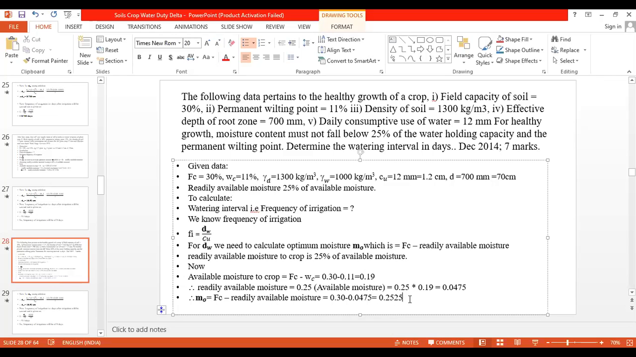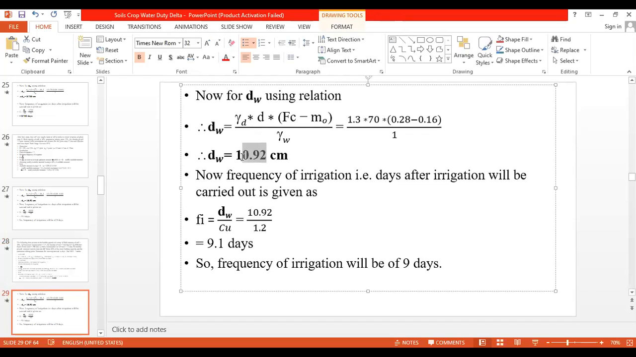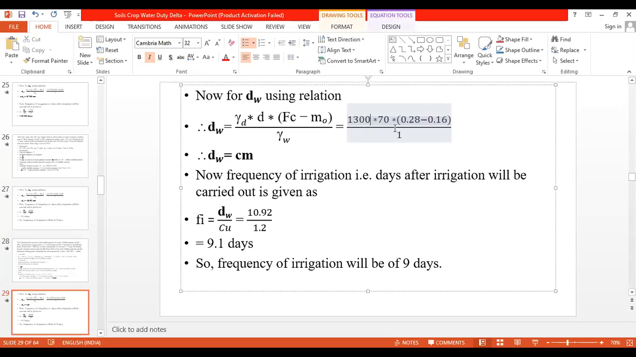Now from this we have to find the frequency of irrigation. We have calculated the optimum moisture content. Now we'll go for the next part. So for dW, using the relation, this answer is for the previous example, not for this one. dW is equal to gamma d into d into FC minus MO, divided by gamma w. The gamma d they have given us is 1300. Whatever the units are, they will cancel each other. Gamma w is 1000.